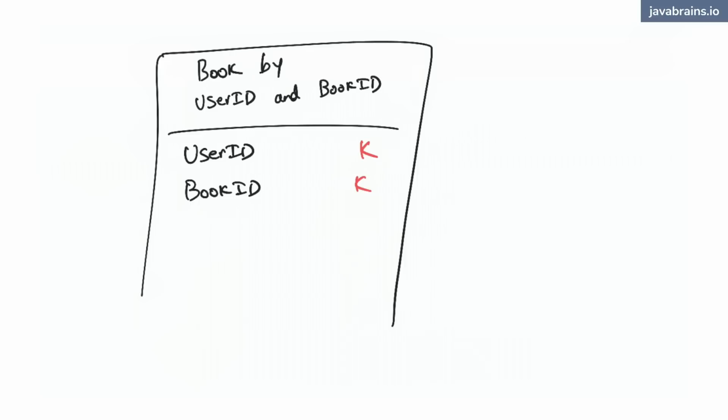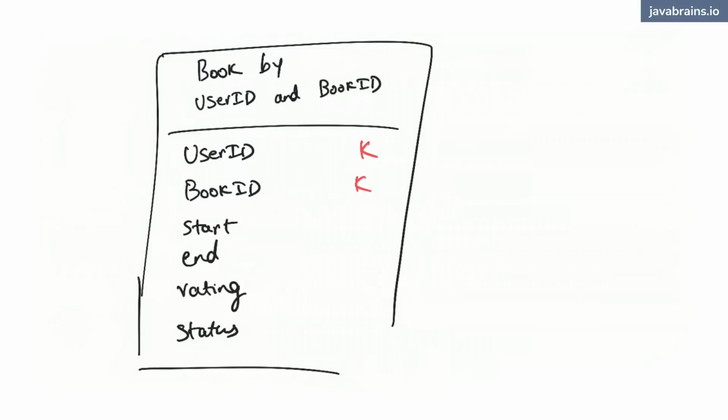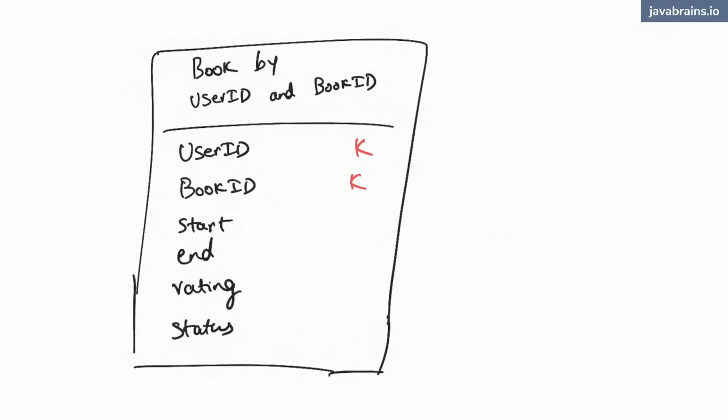So I don't care. What I'm going to do here is store all the properties, right? I'm going to have start date, end date, rating, and the status. Is the user currently reading or rereading or not? Okay, so this is the user and book information.